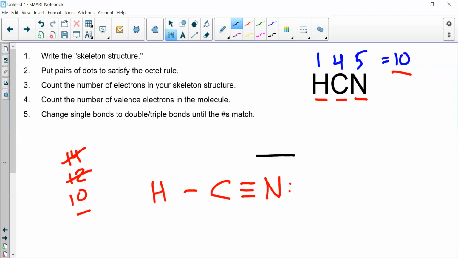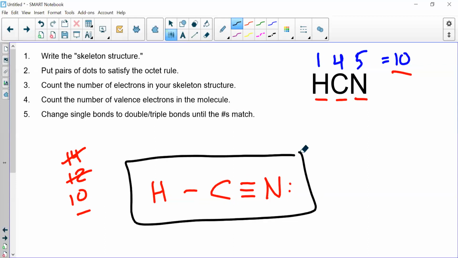So that's the Lewis structure of HCN. It's a single bond between the H and the C, a triple bond between the C and the N. No lone pairs on the C, 1 lone pair on the N. Okay, just got a couple more of these.